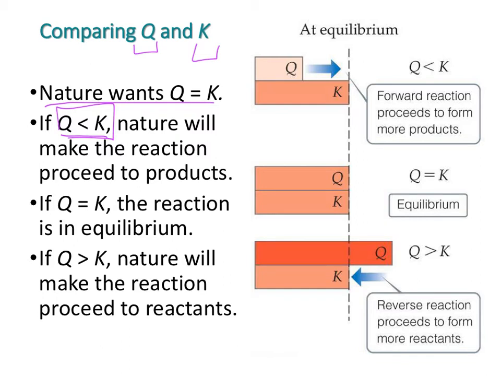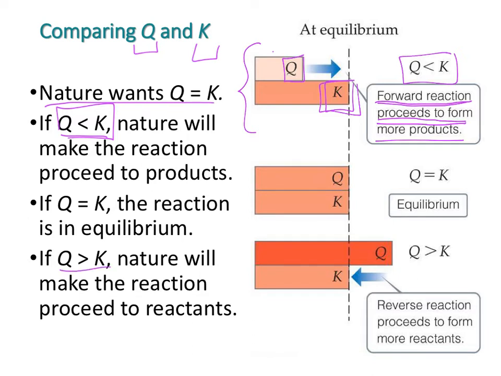But let's say you have a Q less than K. So just to visually show you this, here we have Q less than K. What will happen is the forward reaction will proceed in order to form more products to make Q larger, and make it equal K. So when Q is less than K, your reaction will go forward to form more products and reestablish equilibrium.